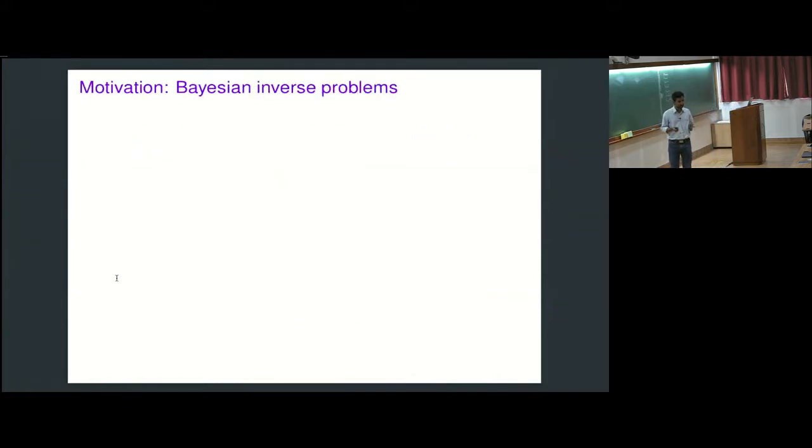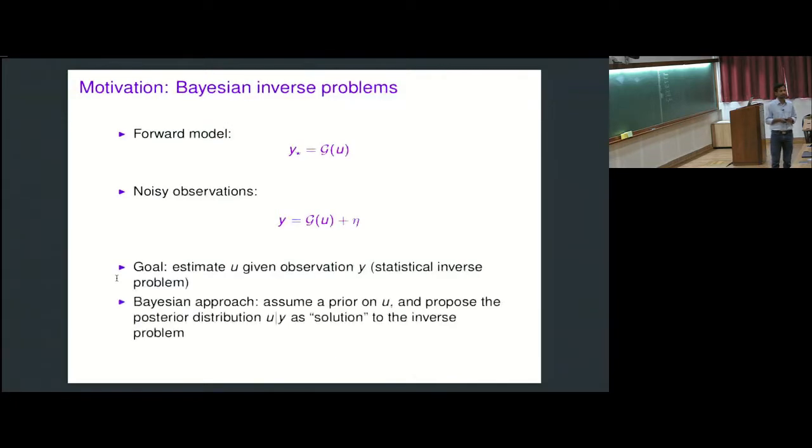The motivation, there are many. I'm going to be talking about only one specific motivation, which basically stems from Bayesian inverse problems. In this setup, there is a forward model, which is basically like a solution of a PDE. I will give you an example also on the next slide. And then you have some noisy observations on this. The goal is basically to estimate U, which is the input, using these observations Y.